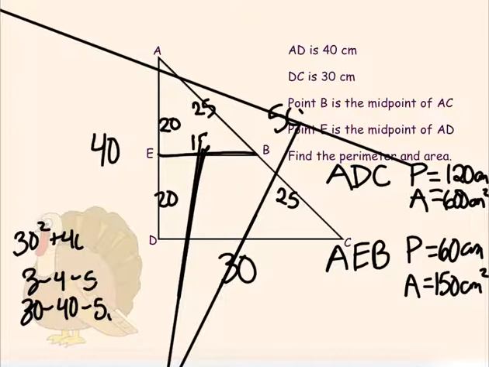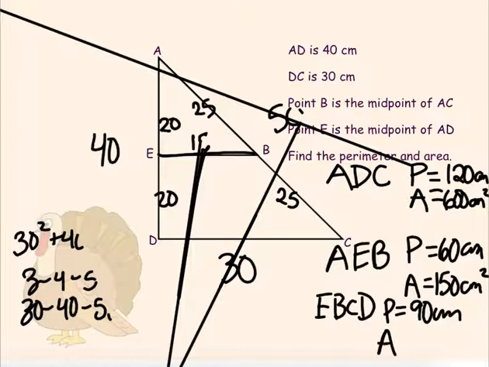Lastly, I want to find the perimeter and area of this weird trapezoid thing, EBCD. So the perimeter, I know actually everything that I need to. We have 30, 20, 15, and 25, which gives me a perimeter of 90 centimeters.